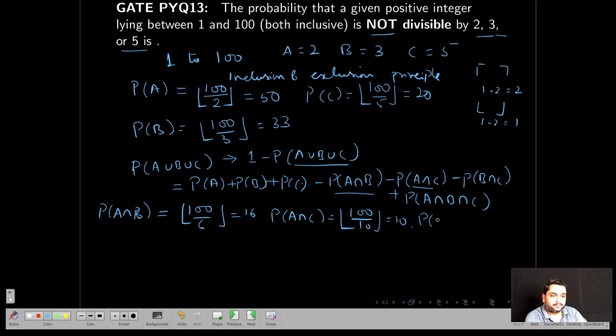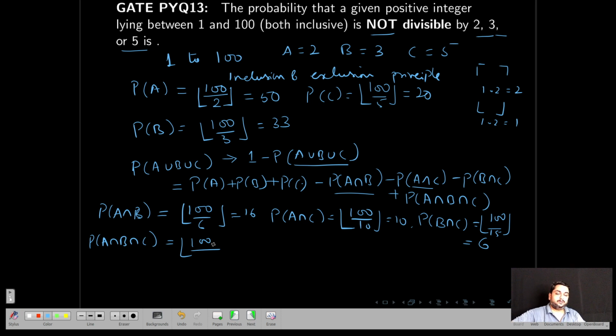Then P of B intersection C is equal to 100 divided by 15, so this comes to be 6. Now P of A intersection B intersection C is equal to all 3. So divided by what? 100 divided by 2 into 3 into 5, 30. So this comes out to be 3.